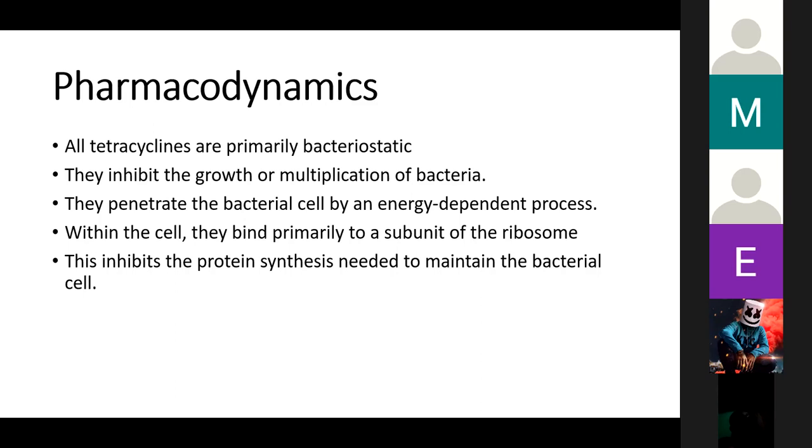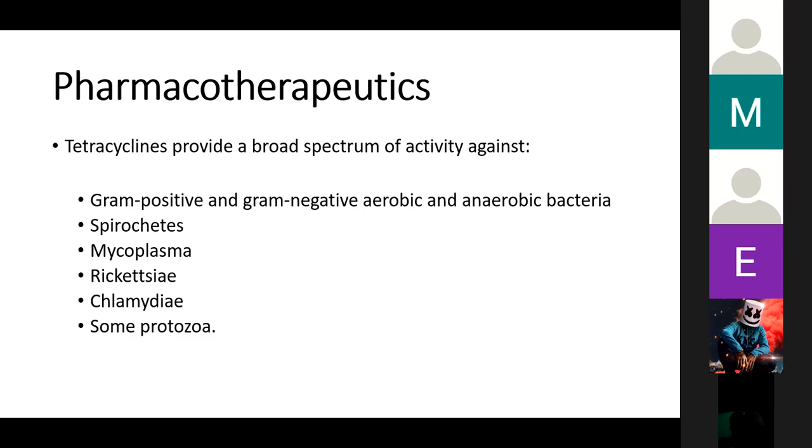So they are active against gram-positive and gram-negative aerobic and anaerobic bacteria. But you realize that they are usually used to treat atypical bacteria, the spirochetes. An example of an infection caused by spirochetes is syphilis. Then you have mycoplasma, rickettsia, chlamydia, and some protozoa. So these are the atypical organisms that tetracyclines are mostly used to treat. So these are some of the infections.